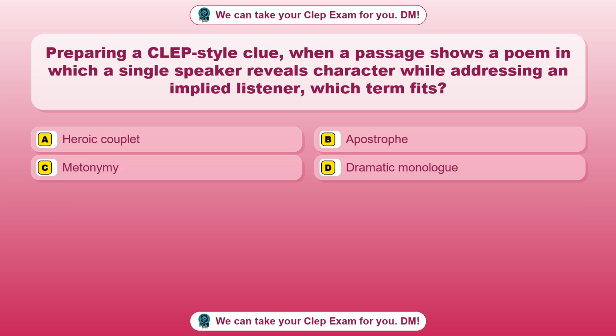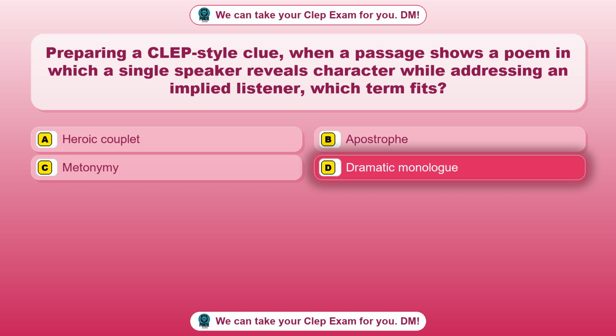Question 11. Preparing a CLEP-style clue. When a passage shows a poem in which a single speaker reveals character while addressing an implied listener, which term fits? Option A, heroic couplet. Option B, apostrophe. Option C, metonymy. Option D, dramatic monologue. The correct answer is option D, dramatic monologue.